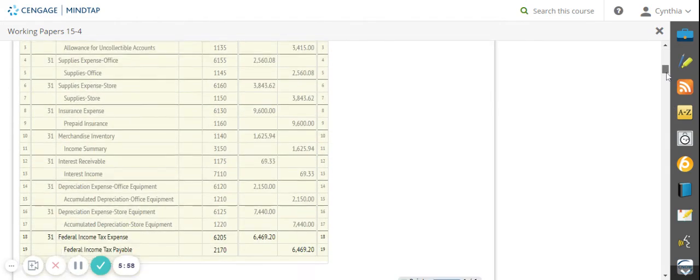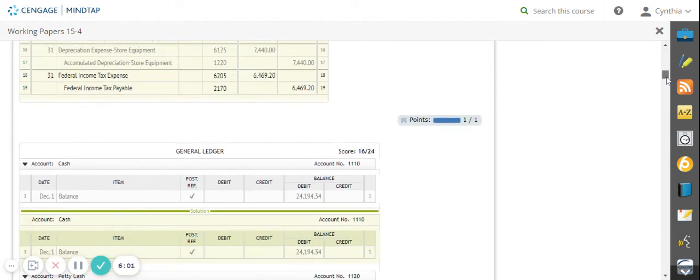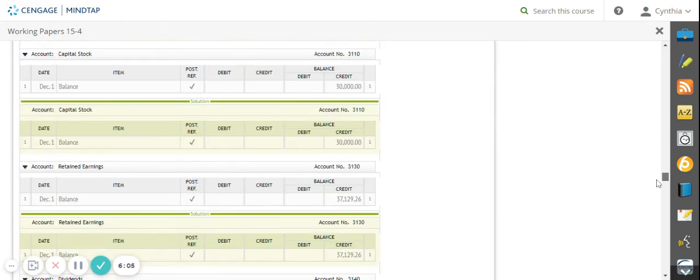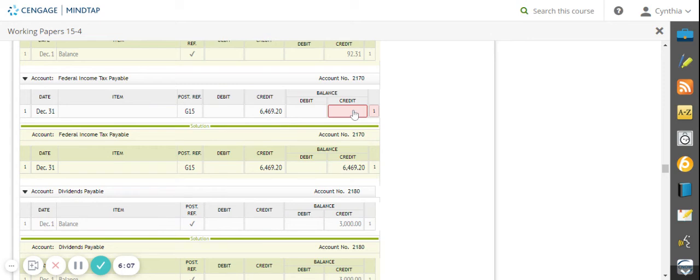So you're going to post that. And I did that there. You can just see where I put the numbers in. So go in and do your posting there. Apparently, I forgot to bring my balance over here on federal income tax payable. So don't forget to do that.